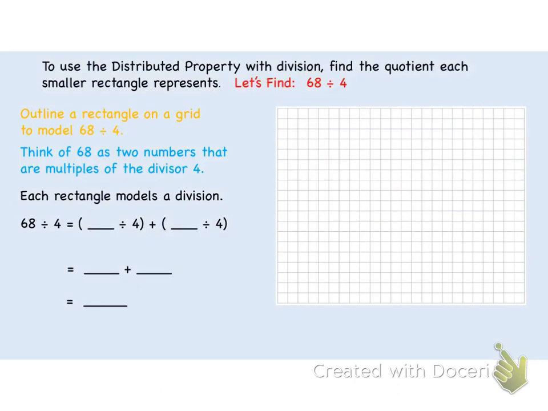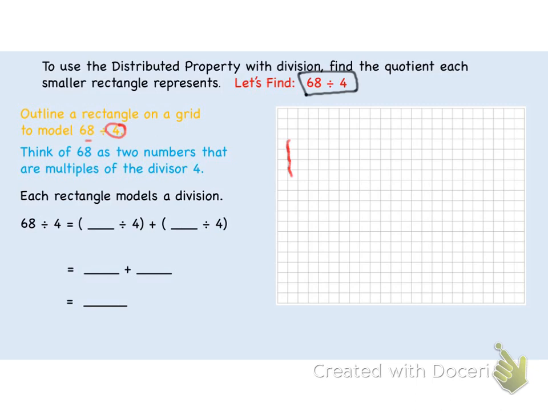Okay, I'm going to do one more with you. And this time we're going to use the distributive property with division to find 68 divided by 4. How do we outline a rectangle on a grid to model 68 divided by 4? Well, the only factor I know is this divisor right here, which is 4. So I need to go down 4.